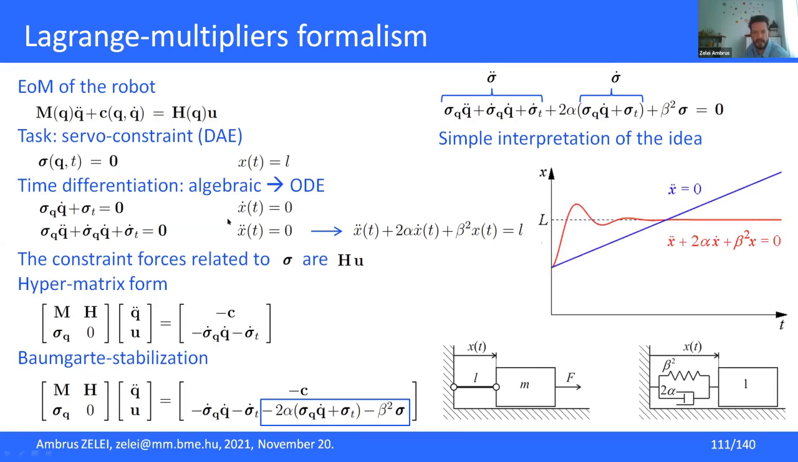So if I'm taking just this second derivative according to time of the constraint equation, the solution can be this blue one. So if there is some initial condition with a non-zero velocity, the solution can go to infinity. But after I apply 2 alpha and beta squared times the velocity and position, then the solution of the acceleration level constraint equation will be converging to the real position of x, right? Which is L.